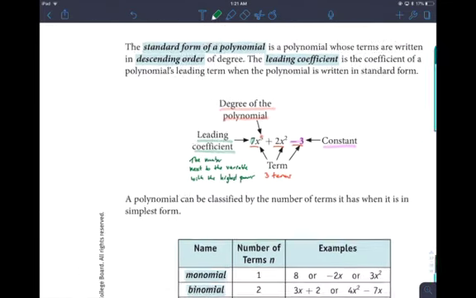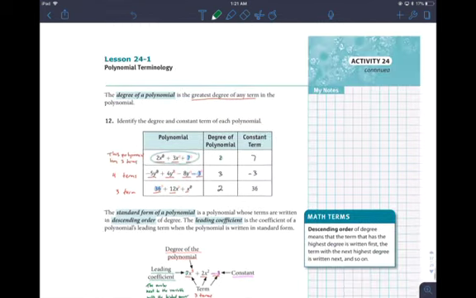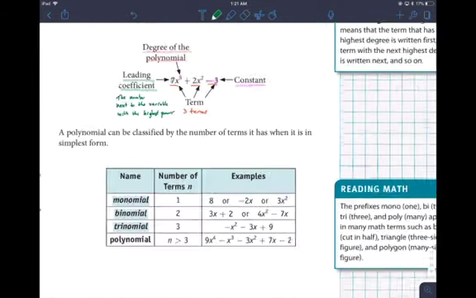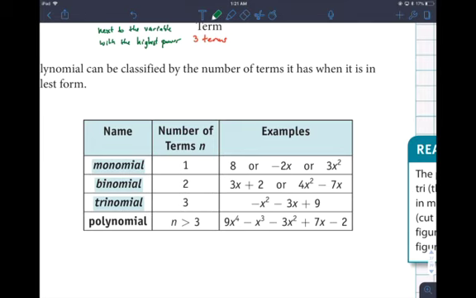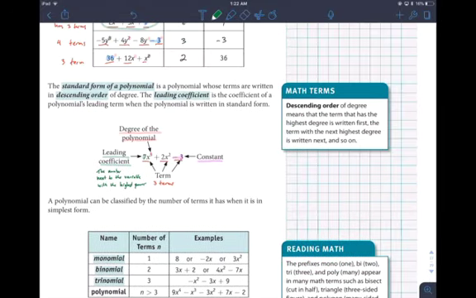My advice is to look at this section of the book, again, 24-1, and then look at the tables for examples. Some polynomials have very specific names. If it's only one term, we call that a monomial. If it has 2 terms, we call that a binomial. If it has 3 terms, we call that a trinomial. But after that, we just call it a polynomial. So again, a lot of vocabulary here. And this is all I want to talk about.